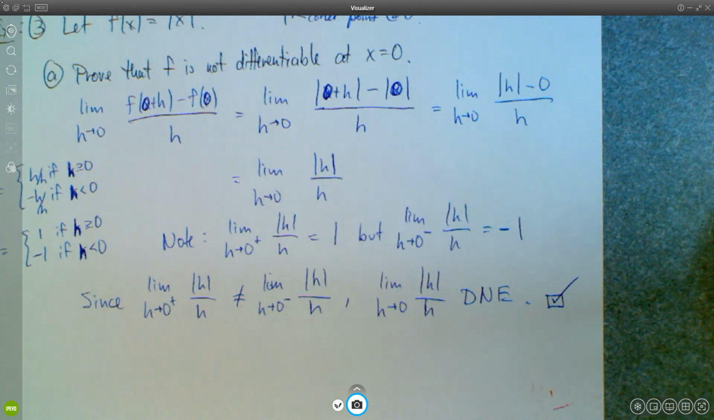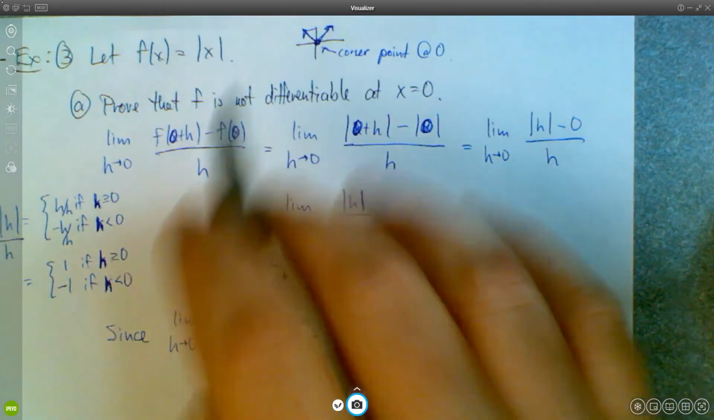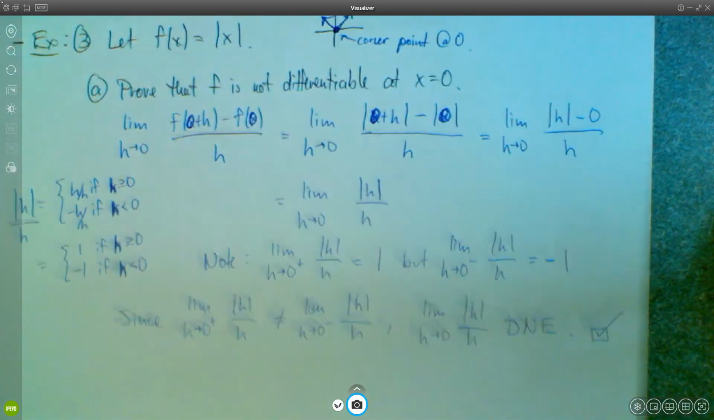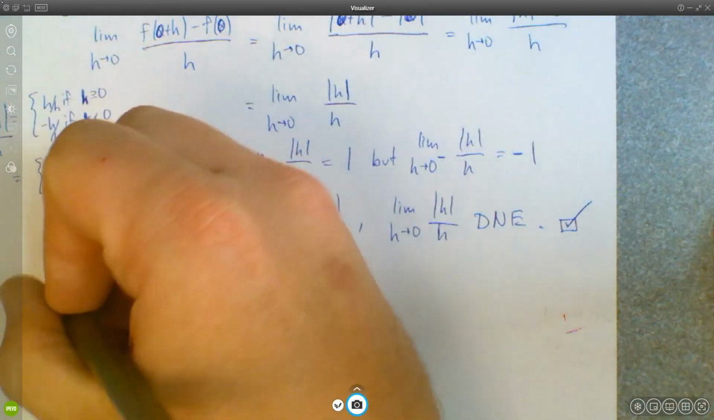Okay, so that's part A. Now, f is not differentiable at 0, but it's differentiable everywhere else, right? 0 is the only corner point, so 0 is the only problem. So the derivative of f still exists everywhere else, right? It still exists everywhere else.